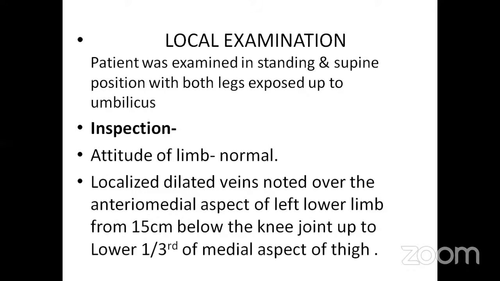Local examination. Patient was examined in standing and supine position with both legs exposed up to the umbilicus. Inspection: attitude of limb normal. Localized dilated veins noted over the anteromedial aspect of the left lower limb from 15 centimeter below the knee joint up to the lower one third of the medial aspect of the thigh.